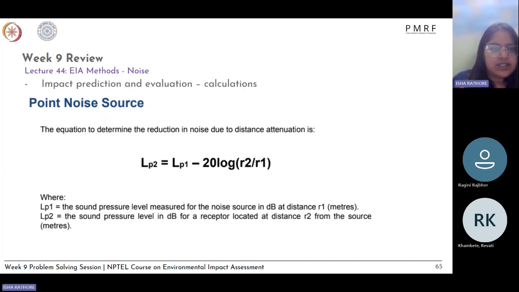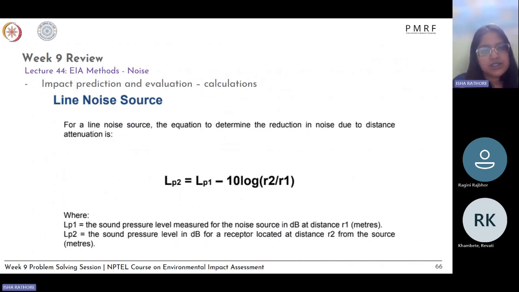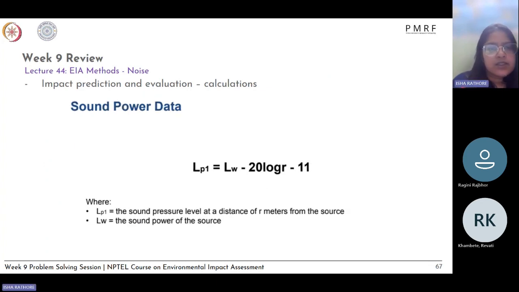Then we again have certain calculations based on what the source is. So here is the equation to determine the reduction in noise due to distance attenuation. If the receptor distance is increased, then the noise which you are listening to will reduce. So this is based on that. Then you have a similar one for a line noise source. Then we have calculations for sound power data, again, a lot of numericals. So you can make a note of the numericals and what they mean.